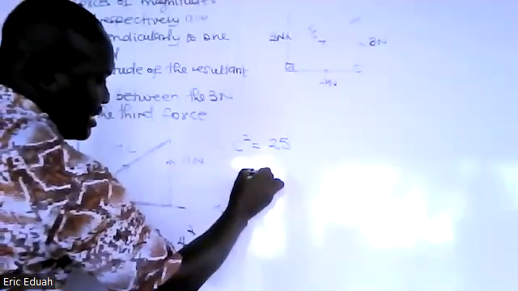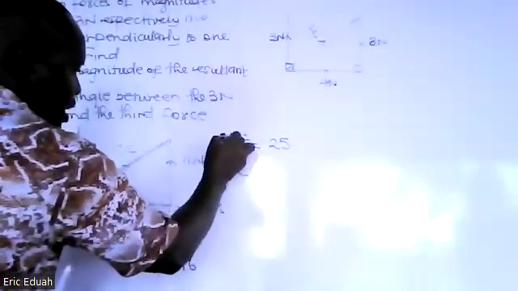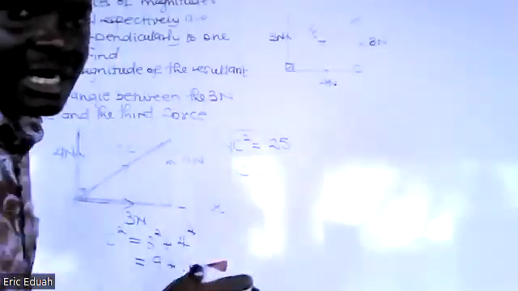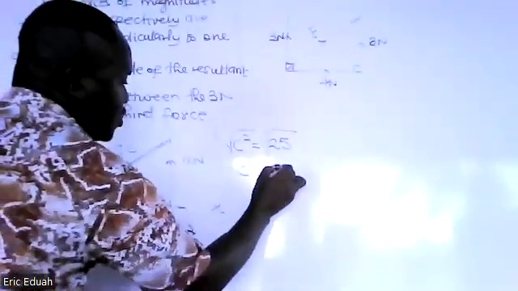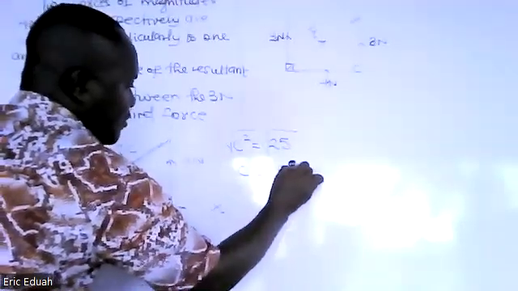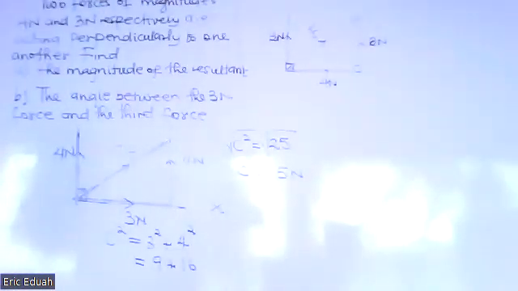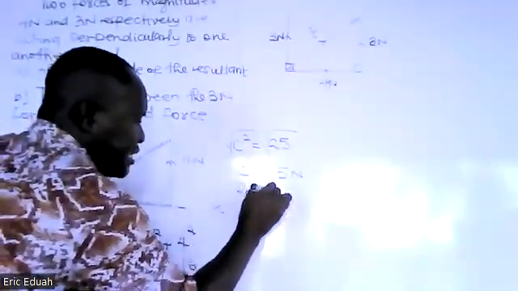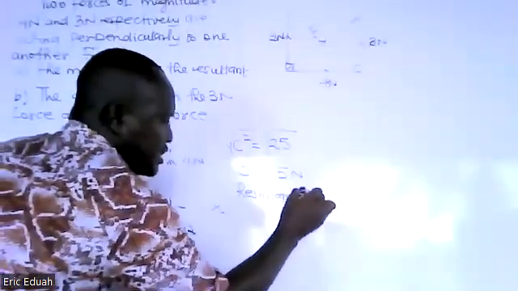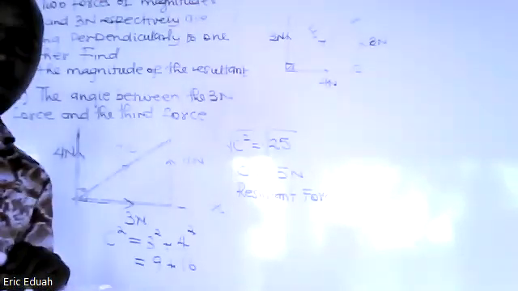How do we determine C? We square root both of them. We take the square root of both sides of the equation. So square root of this side, and then square root of this other side. And C is equal to 5 Newton. And C becomes what we call the resultant force.